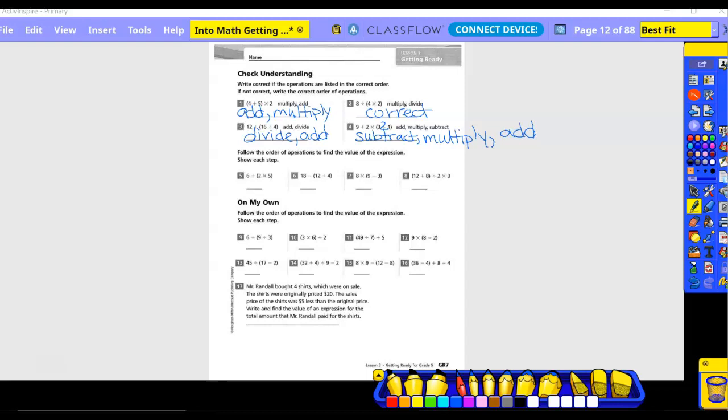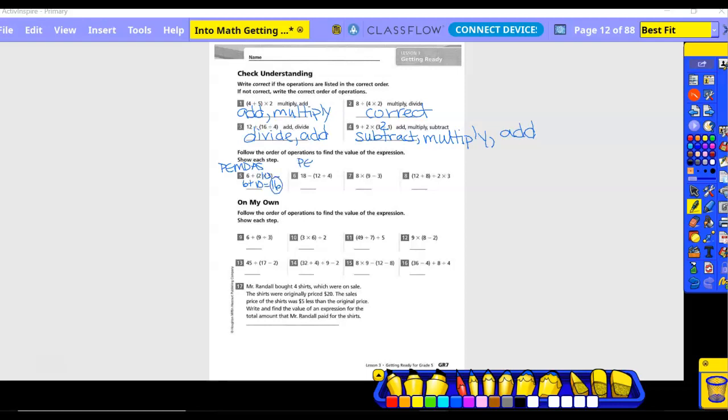Okay, follow the order of operations to find the value of the expression shown in each step. So above this, I want you to go ahead and write PEMDAS. It reminds you that you do parentheses, exponents, multiplication, division, then addition and subtraction. So what am I going to do first? 2 times 5, which is 10. So I'm just going to put 10 over this. 6 plus 10 equals 16.